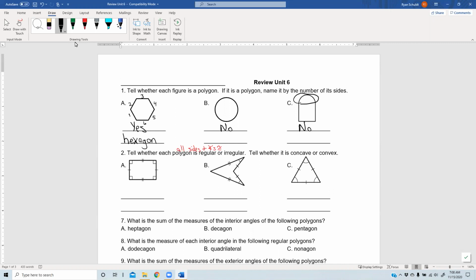So number 2. A, I see all my angles are the same, but those two are not the same. So this has to be irregular. Now, is anything caved in on A? No. So this is convex.